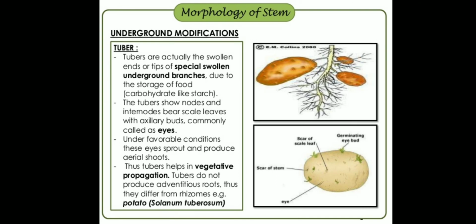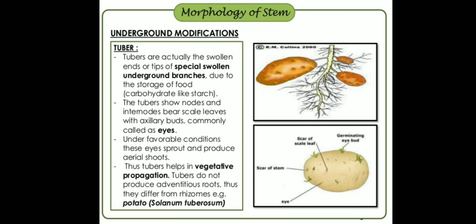And the other modification is the tuber. You eat potato. So potato is an underground stem, a tuber. Tubers are actually the swollen ends or tips of special swollen underground branches due to the storage of food like starch or carbohydrate. Tubers also show nodes and internodes, and bear scale leaves with axillary buds, commonly called eyes. Under favorable conditions, these eyes sprout and produce aerial shoots. So tubers help in vegetative propagation also.